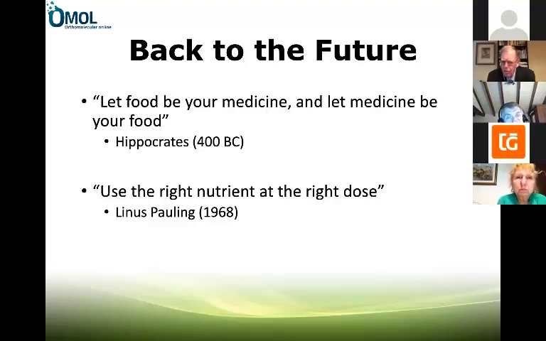A health span is defined as longevity minus years of disability caused by chronic disease.